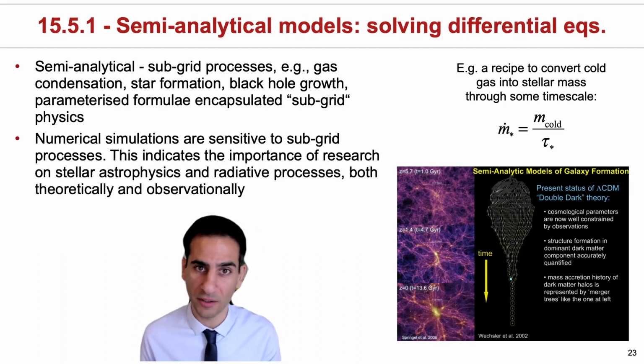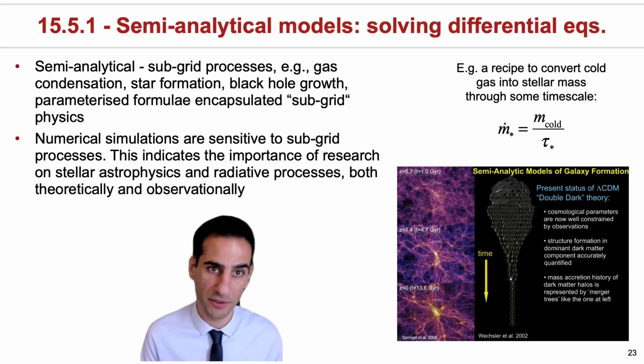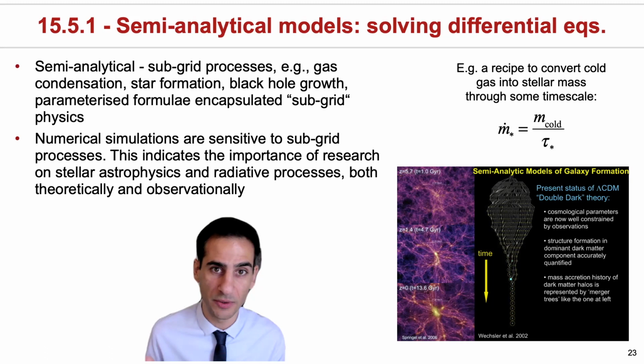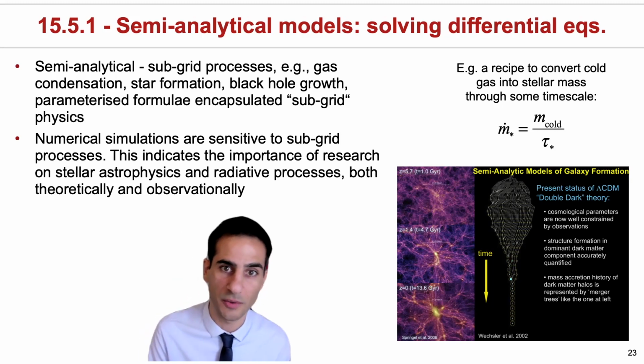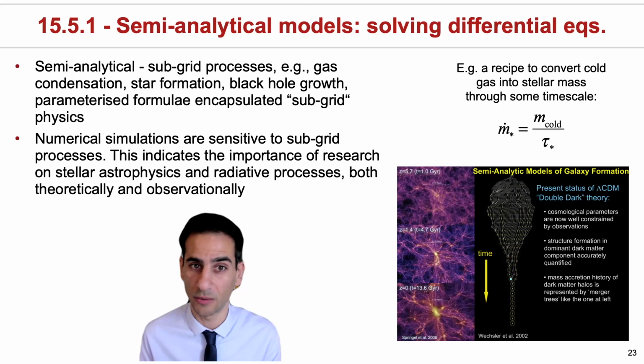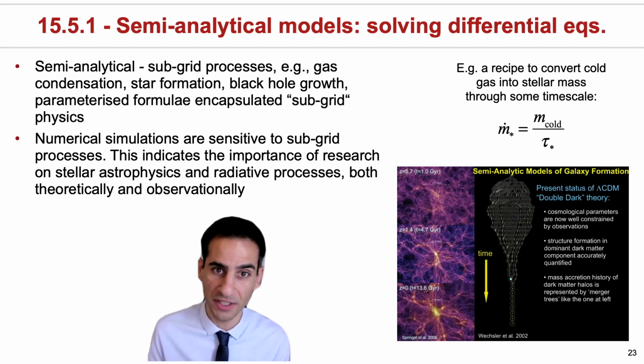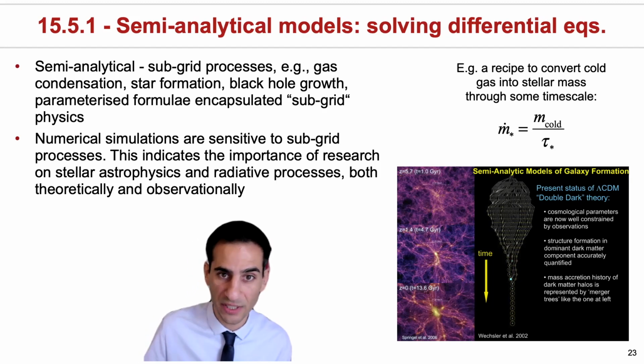For these semi-analytical models to produce anything like the real universe, you really need to include a lot of subgrid processes. You need to introduce equations that will tell you how the gas will cool, how it will condense, how it will form stars, what kind of stars will form, how those stars will evolve, and how the supermassive black hole will grow, for example, or what kind of energy the different processes will be producing and releasing.